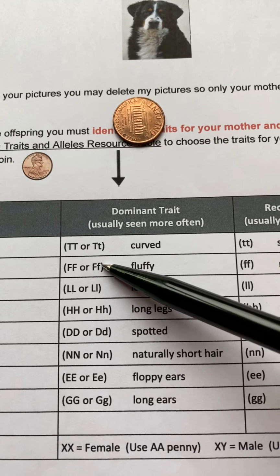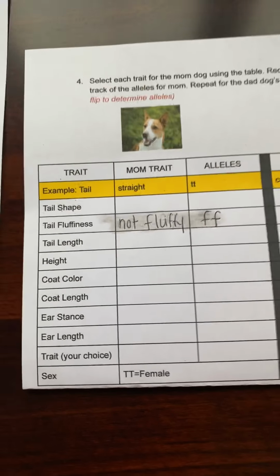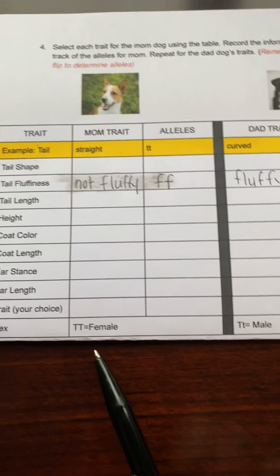Okay, not fluffy is going to be 2 recessive alleles. So I'm going to go back to my chart. Not fluffy is 2 lowercase alleles. And for my fluffy, when I flip my coin, I have 1 uppercase and 1 lowercase. Okay, so you're going to do that for all the traits of your dog, if you're doing dogs. Next step. Now that I have this whole chart filled out, I'm going to use this chart to make my offspring.